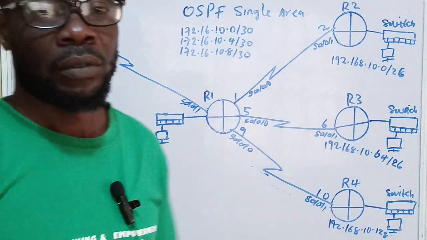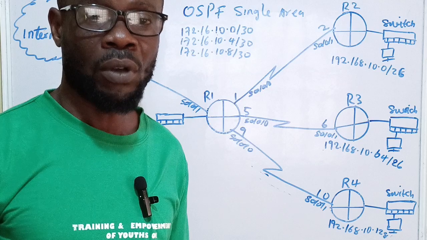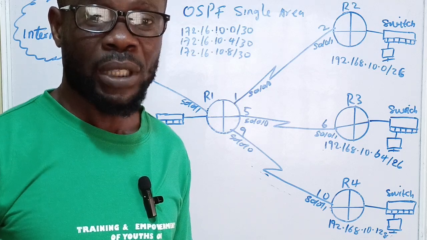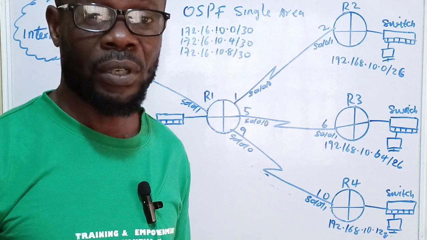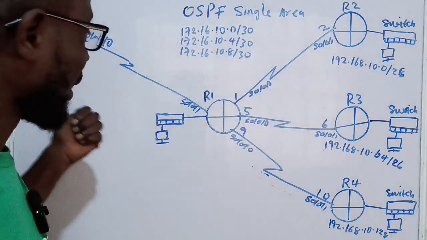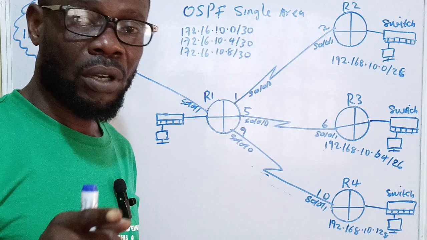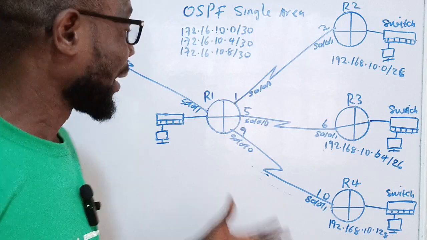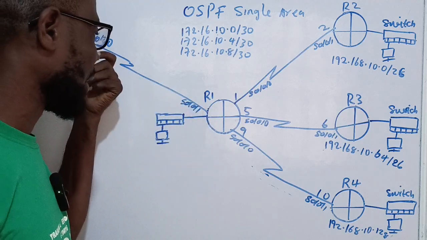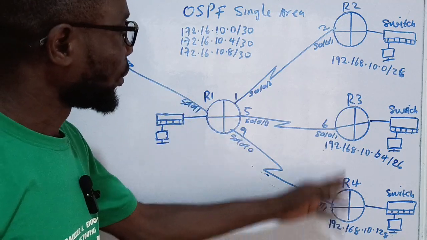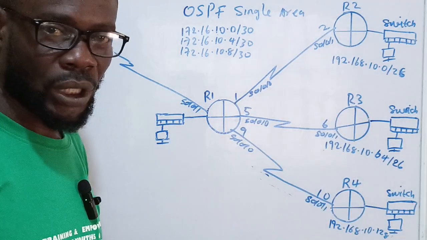Hi everyone, I'm here to teach you how to configure OSPF single area. After that, I will teach you how to configure a default route to face the internet, and advertise this default route that I created to face the internet to these remote routers, okay?